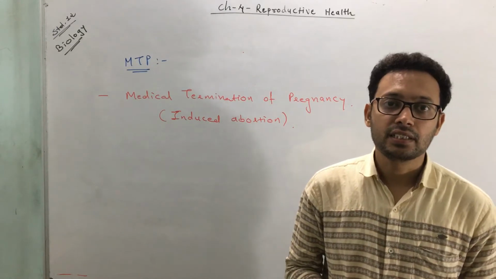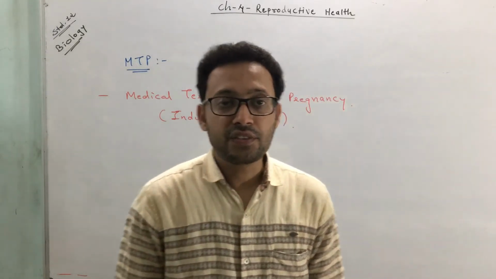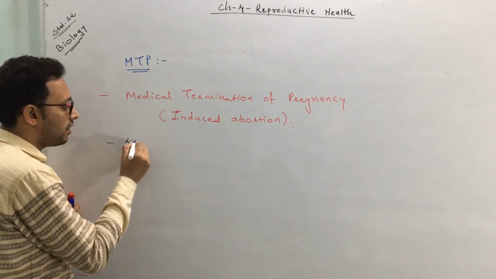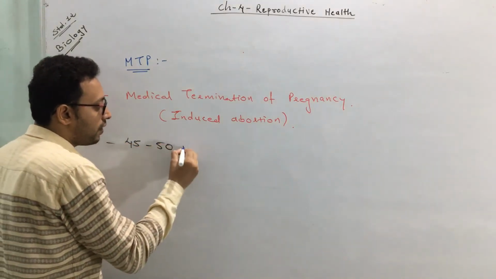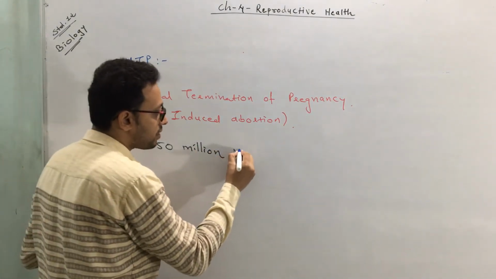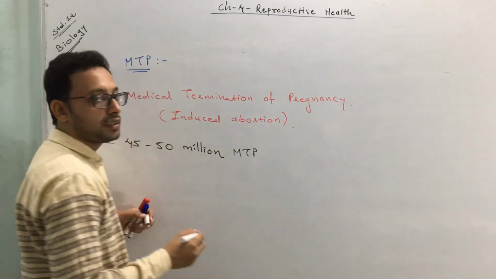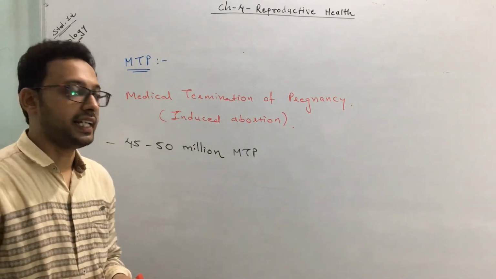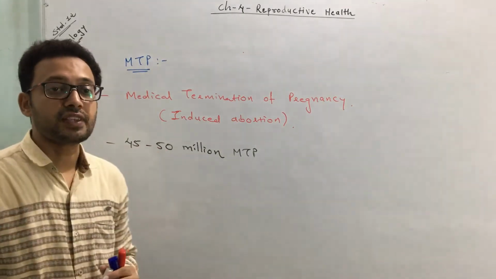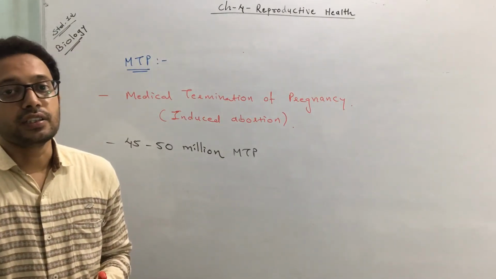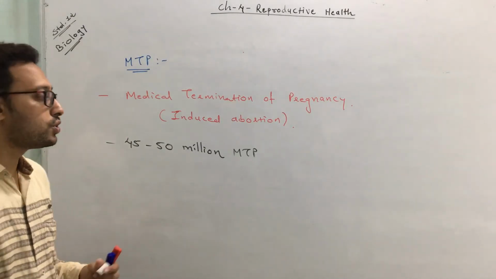Okay, every year if you see in the world how many MTPs are performed, every year 45 to 50 million MTPs are performed in the world. Okay, you know the meaning of millions. 1 million is 10 lakhs. You see, 45 to 50 million MTPs are performed in a year in the world. Okay, that means that is a very huge number.